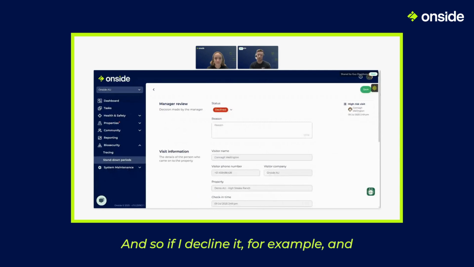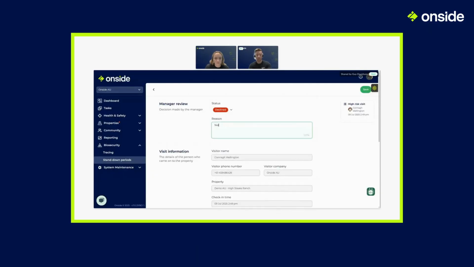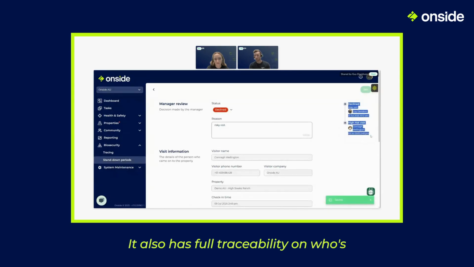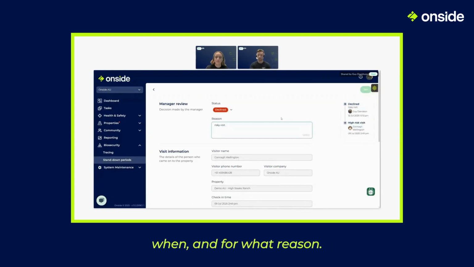And so if I decline it, for example, and you can do this in the app as well, which I'll show you, but if you're at the computer, you can decline it and say, risky visit, whatever you want to put in here, and save that. And so what it's going to do is set that status to declined. So you've got reporting on that. It also has full traceability on who's approved or declined what visit, when, and for what reason. So you've got a lot of that information in there.